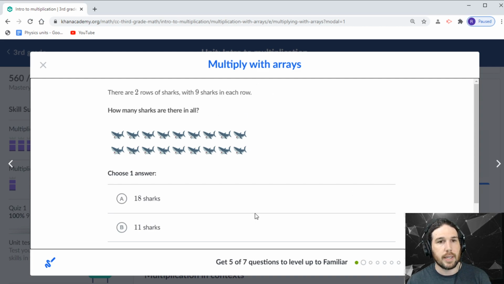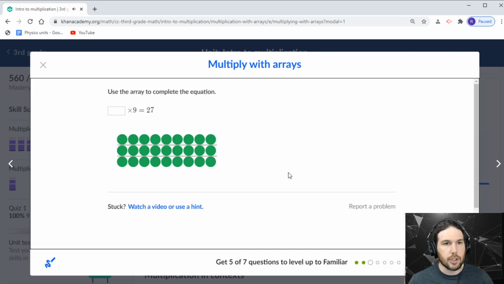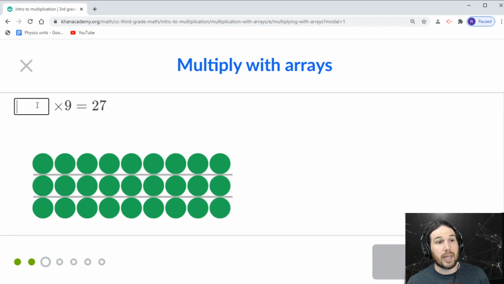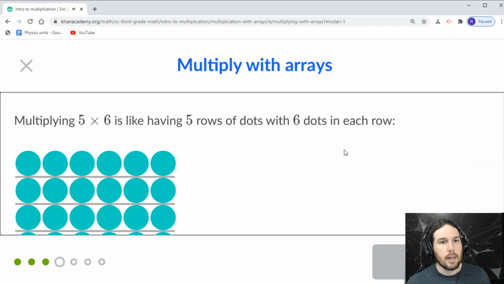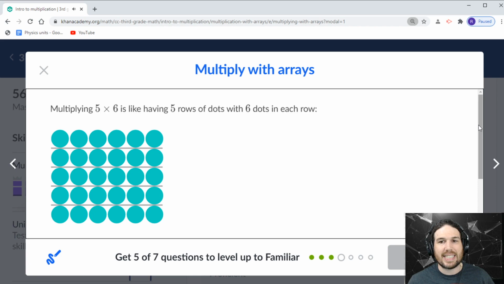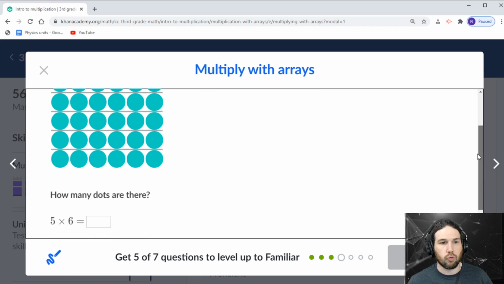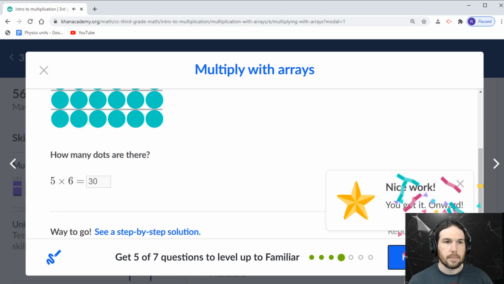2 rows of sharks, 9 sharks in each row, that's 18 sharks. I'm so scared of sharks. We've got 9 times 3 is 27, because as you can see, there are 3 rows with 9 in each row. Multiplying 5 times 6 is like having 5 rows of dots with 6 dots in each row. That makes 30 dots.